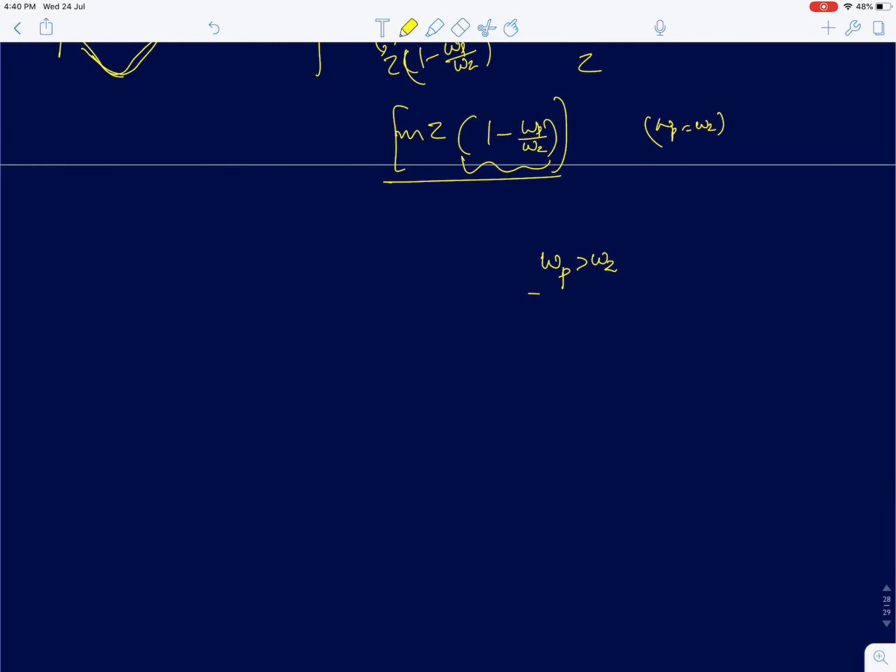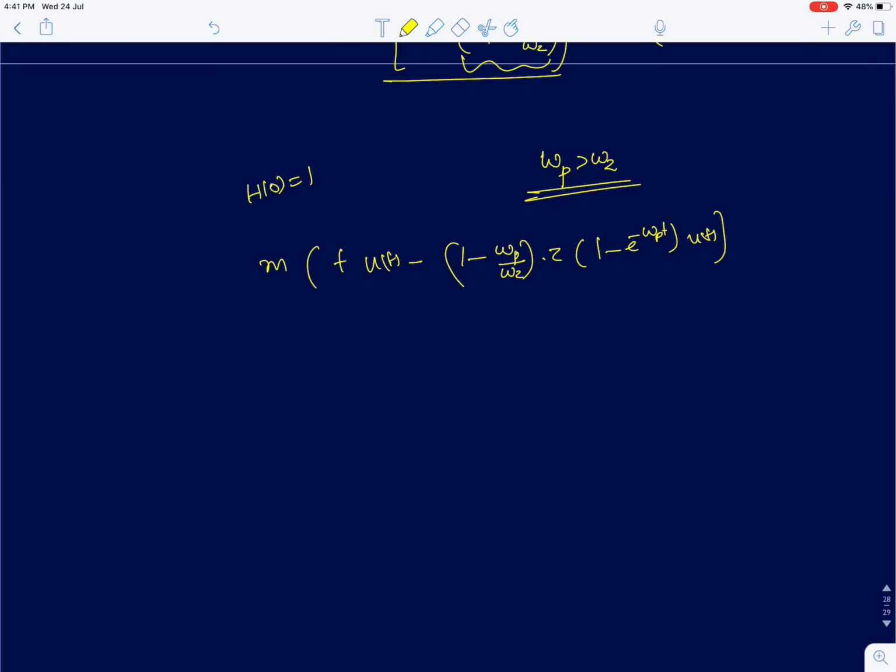Now, I'll try plotting what would happen when omega p is greater than omega z. So we know the output is m. I'll assume, again for this case, h of 0 is 1. It's easier to plot. M into t into u of t minus (1 minus omega p by omega z) into tau into (1 minus e power omega p t) into u of t. Now this term, since omega p is greater than omega z, is going to be negative.